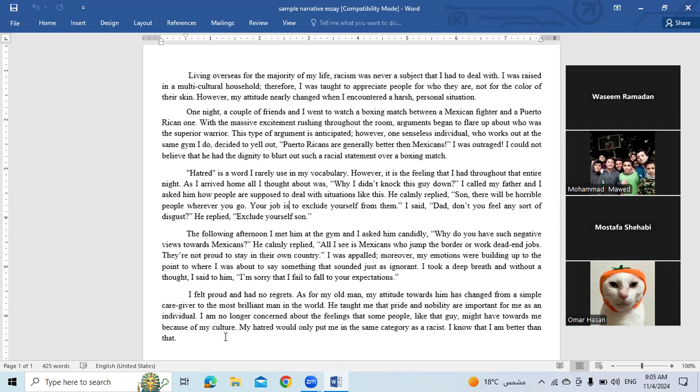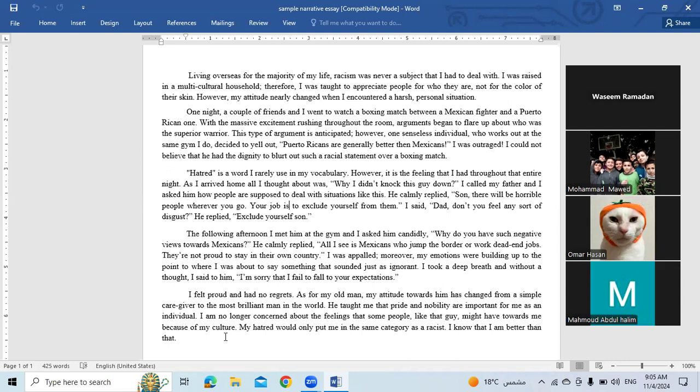Okay. At the end of the paragraph, the writer says that the son took a decision not to go into a fight, not to argue or talk to him anymore. Yes. And he said, "I'm sorry that I failed to fall to your expectations." Who can paraphrase or explain the quote? Think about it.